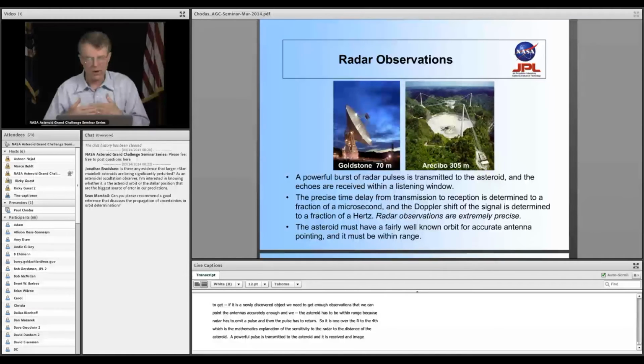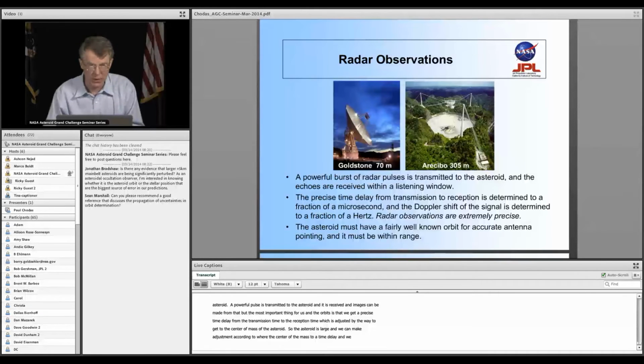But the most important thing for us and orbits is that we get a precise time delay from the transmission time to the reception time, which is adjusted, by the way, to get to the center of mass of the asteroid. So if the asteroid is large, then we would actually make an adjustment according to where the center of mass would be in time delay, and we'd also get a Doppler shift. So I've made a point there.